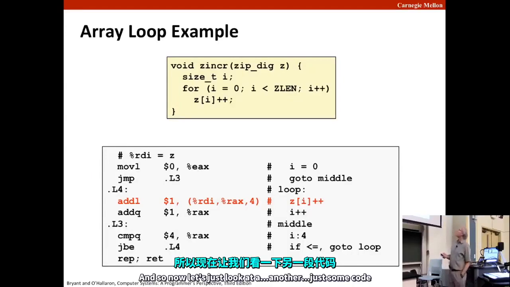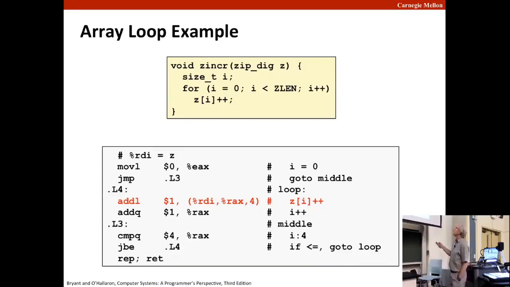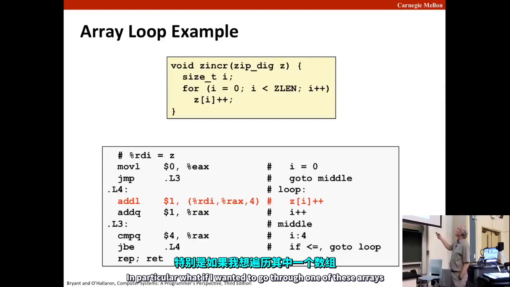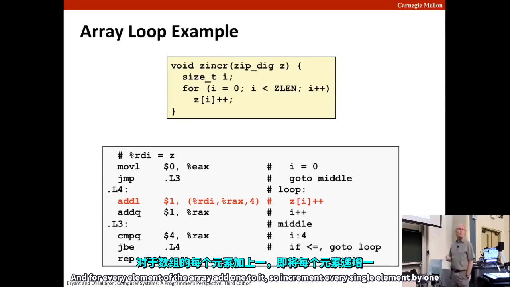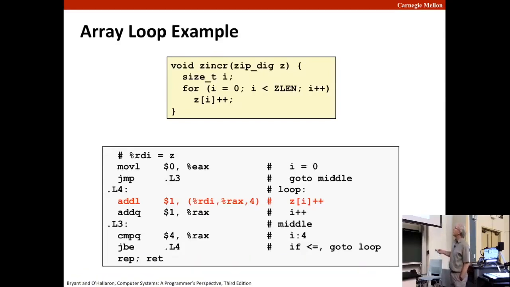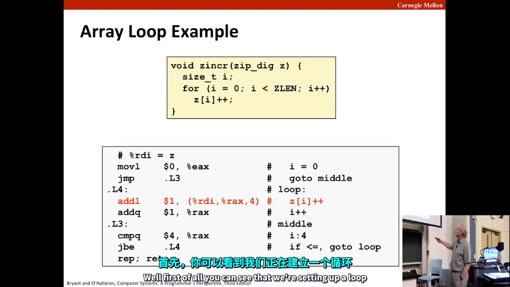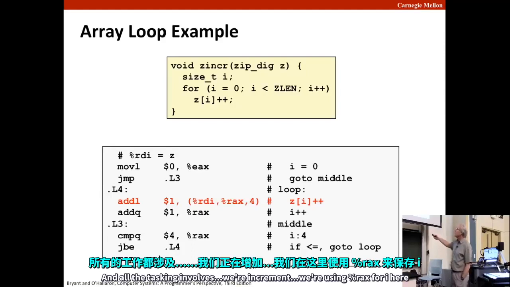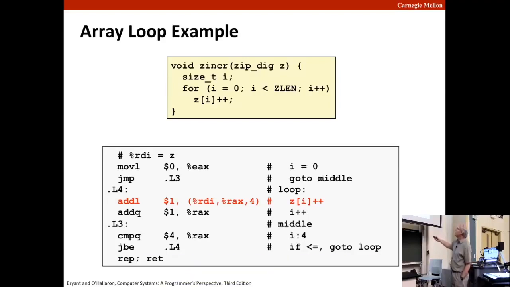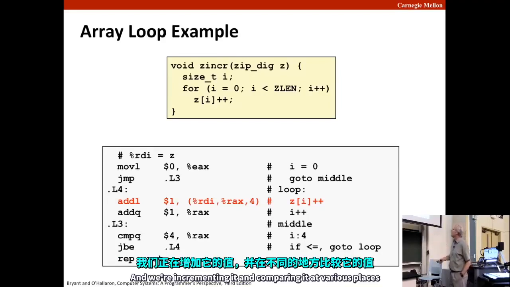And so now let's just look at some more code. In particular, what if I wanted to go through one of these arrays and for every element of the array add 1 to it? So increment every single element by 1. Well, first of all, you can see that we're setting up a loop, and it uses the jump to middle business where the initial part is to jump to the test. And all the testing involves we're using RAX for i here, and we're incrementing it and comparing it at various places.